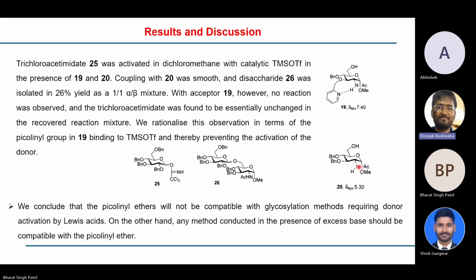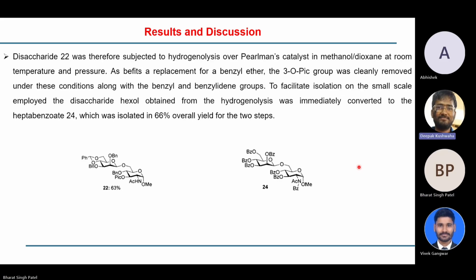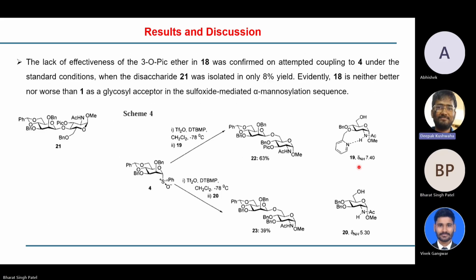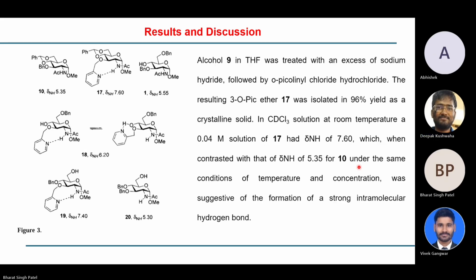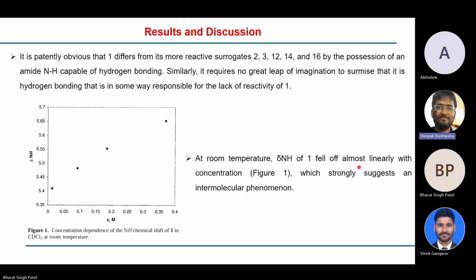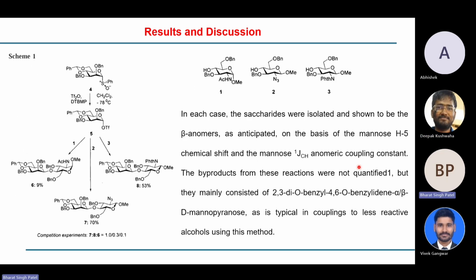One more thing: when they are comparing the reactivity order, they have shown that again N3 is more reactive than NHAc and Phthalimido, right? This one, okay. This is again showing the hydrogen bonding only, right? Okay, thank you.